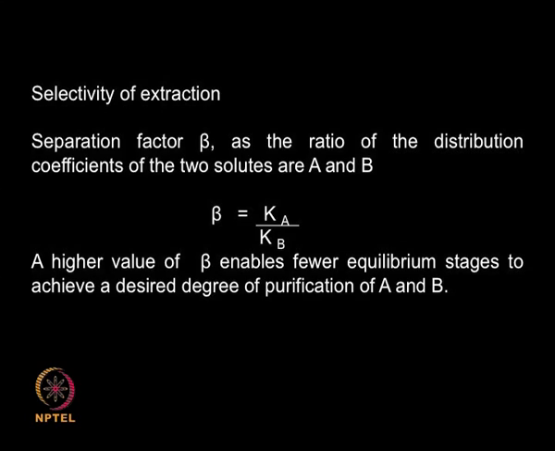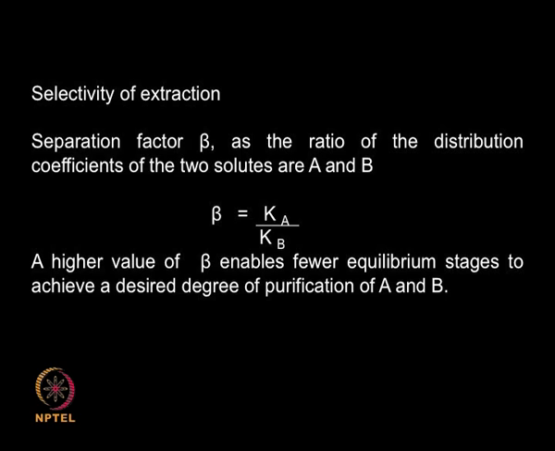So there is something called the selectivity of extraction. If you have two metabolites A and B and you are using a solvent to extract A, and B also may get extracted, the ratio Ka divided by Kb, that means the partition coefficient for solute A divided by the partition coefficient for solute B, tells you the selectivity of extraction. That means how much more of A I will be able to extract than the amount of B.